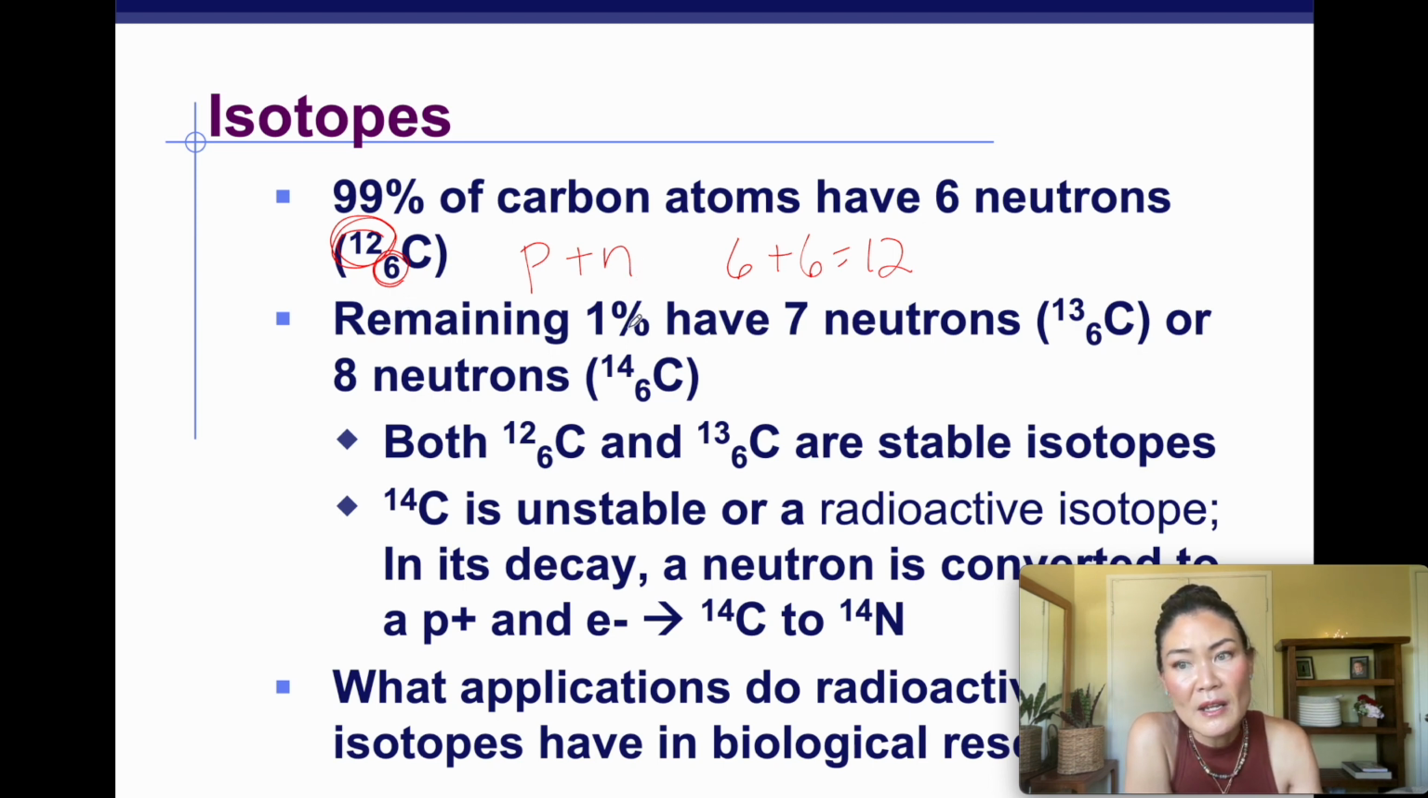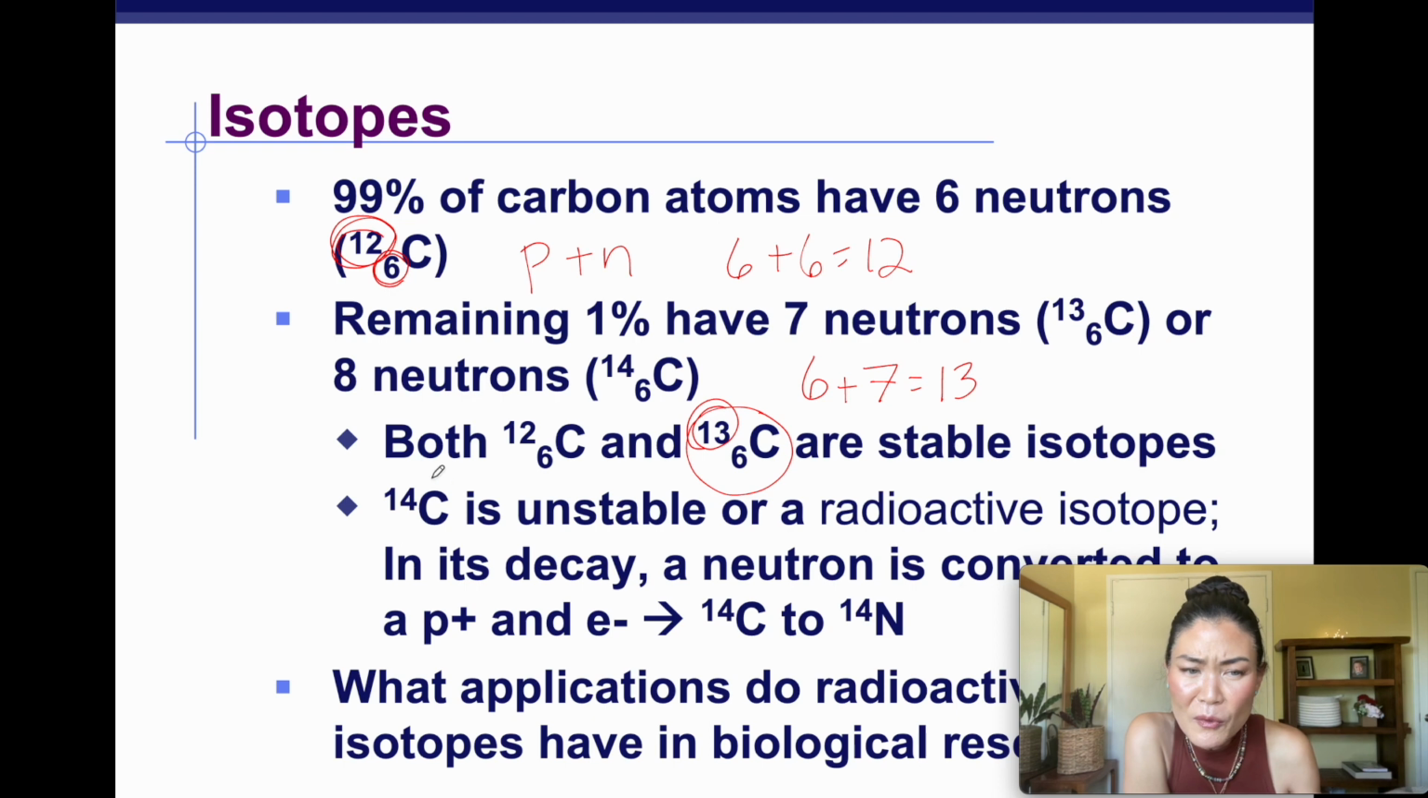So another isotope of carbon is carbon 13. Carbon 13 has 6 protons, and it has 7 neutrons, which gives it an atomic mass number of 13. So that's why it's called carbon 13, because the atomic mass is different.